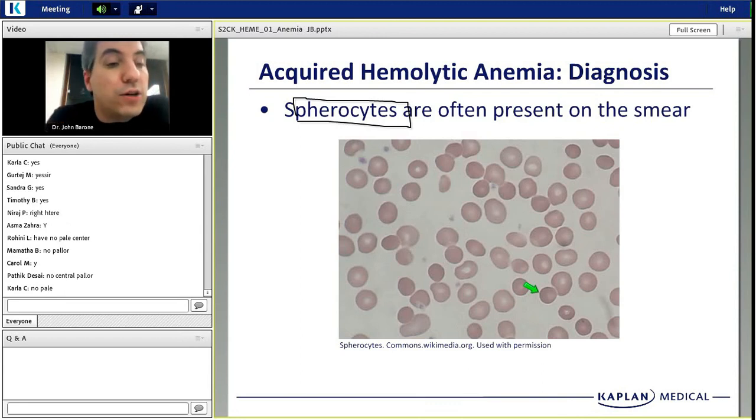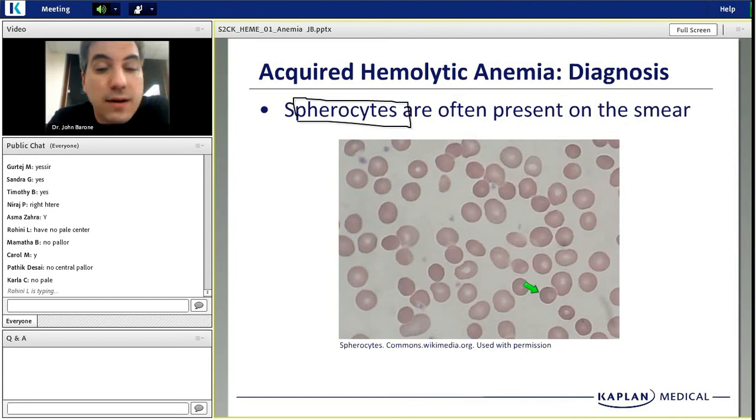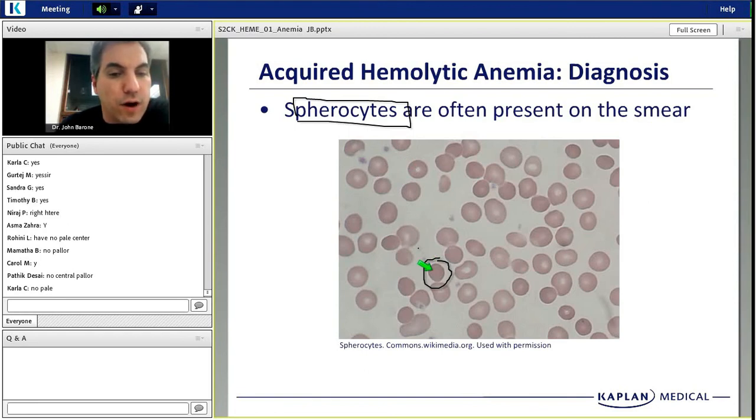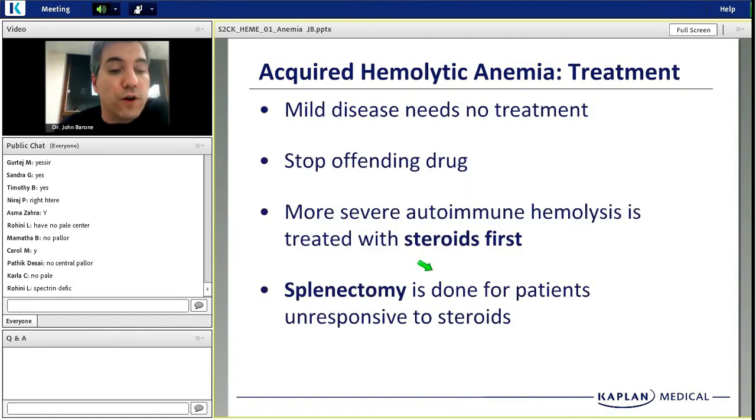Now they like them because students don't always see them. They miss them. So I want you to see that. Look at that. So I'm going to circle them for you. No central pallor. Look, it's supposed to be that's normal, central pallor, right? No central pallor. That's a spherocyte. Okay? Now, direct Coombs is confirmatory.